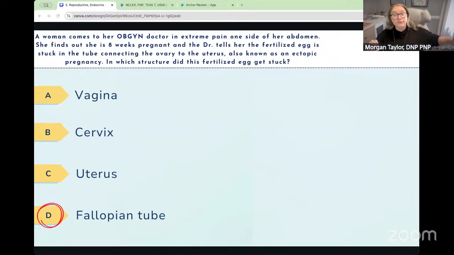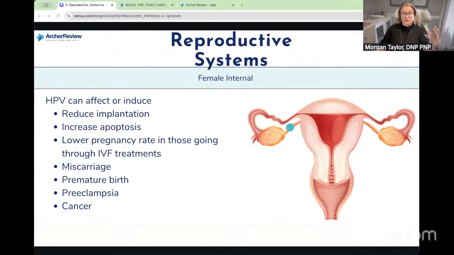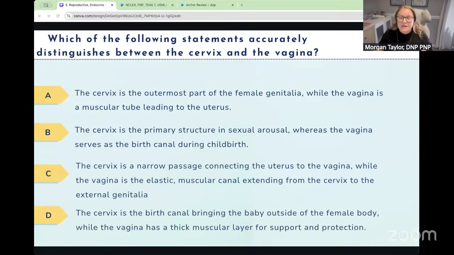The fallopian tube. Fallopian tube connects that ovary to the uterus. So remember, that's where fertilization occurs. But if a fertilized egg gets stuck and starts to grow there, I mean, let's go back and look at this. Are we really going to have room in that little tube for a baby to grow as it gets bigger and bigger? That's going to cause a lot of problems. So that's an ectopic pregnancy. We definitely don't want that. Now tell me, which of the following statements distinguish the cervix from the vagina?